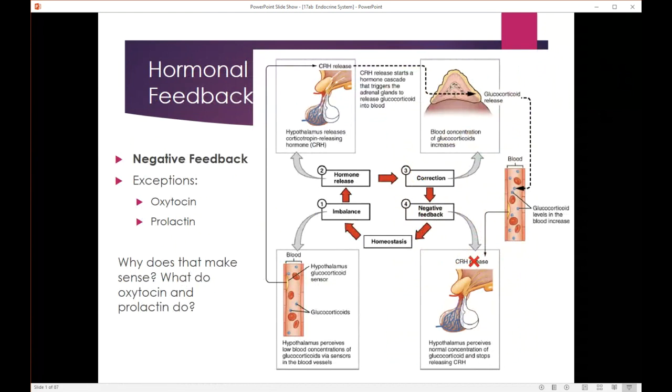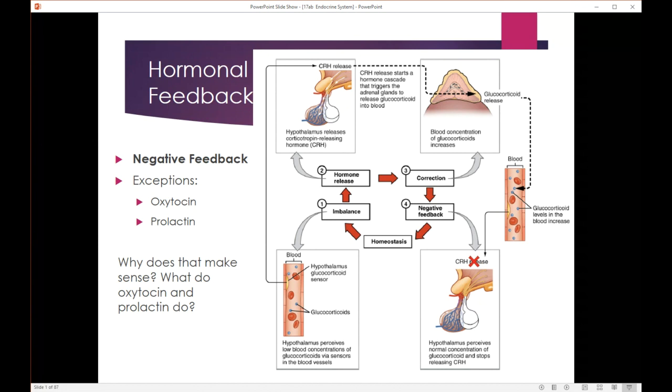So most of the time, hormonal feedback is a negative feedback response, right? In a negative feedback response, we sense an imbalance, we get a hormone release, we correct, and then it's going to turn itself off because we're back down to normal, okay? But oxytocin and prolactin are not negative feedback. They're actually positive feedback, right? And so in a positive feedback case, we're going to keep stimulating and stimulating and stimulating, right?